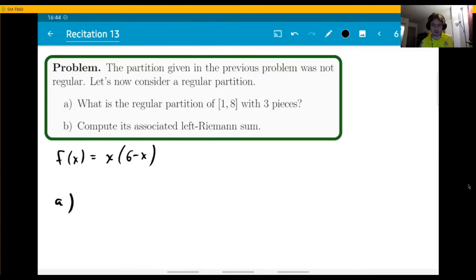So when you're talking about regular partitions, remember that you have the delta x, b minus a over n. B and a in this case are 8 and 1. N is the number of pieces or sub-intervals, that's the 3. So delta x is 7 over 3.